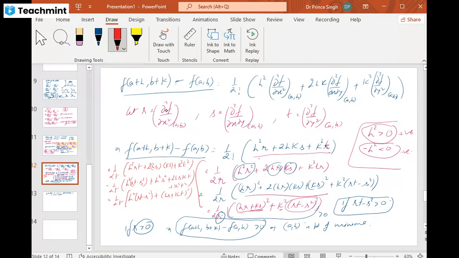Now again this is positive, this is positive. If this is positive, then the value only depends upon t. So if t is positive, then it is a point of minima. If t is negative, it is a point of maxima.